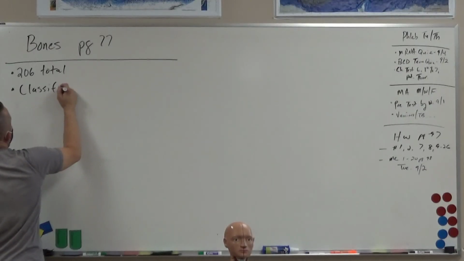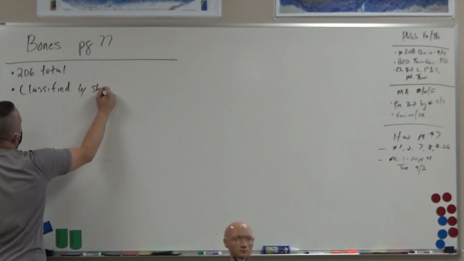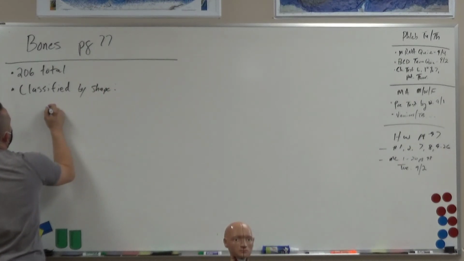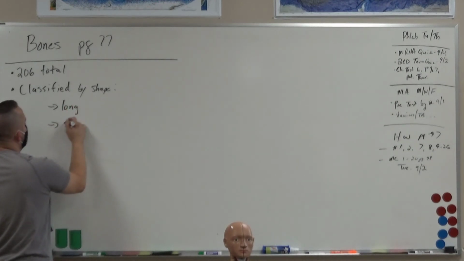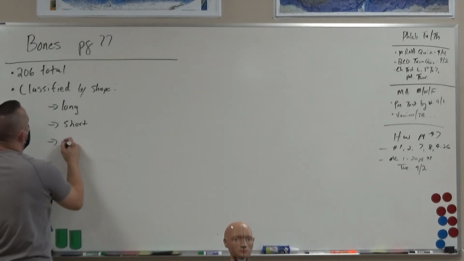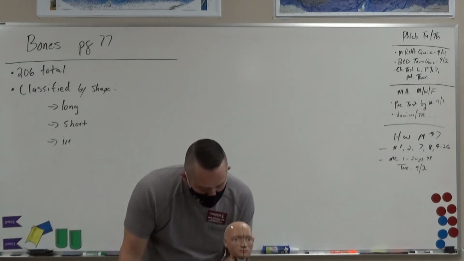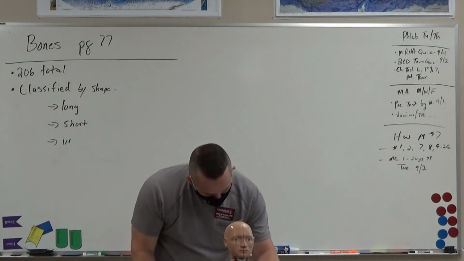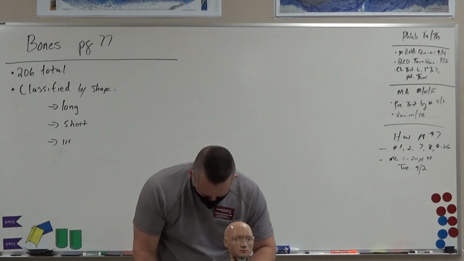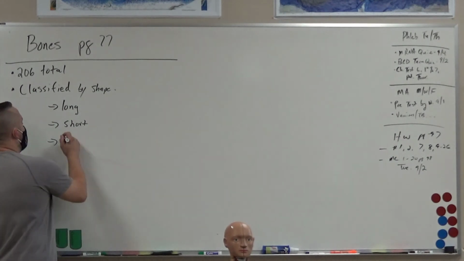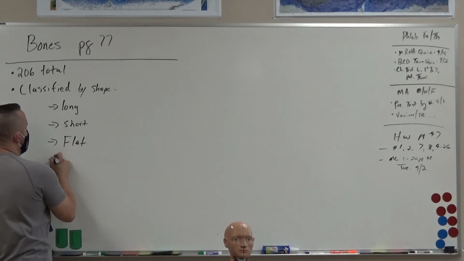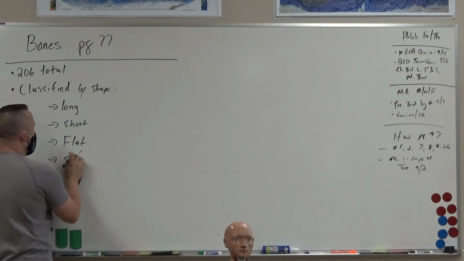We classify bones by shape, and those classifications are long bones, short bones, irregular bones. Let's see what your book tells me. It's a little bit different everywhere you go. Short bones, flat bones, and sesamoid bones. Flat, and I'm going to write irregular or sesamoid. Irregular here is what I want.